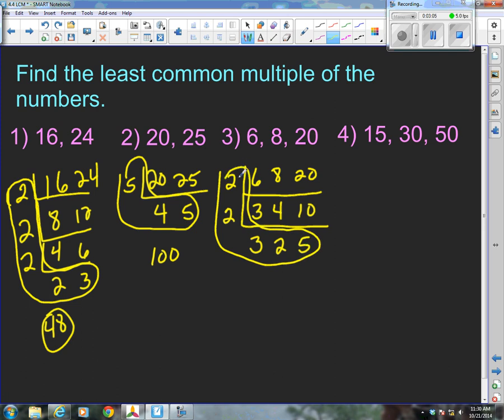Now, 5 times 2 is 10. 3 times 4 is 12. 10 times 12 is 120. 120 is the LCM.